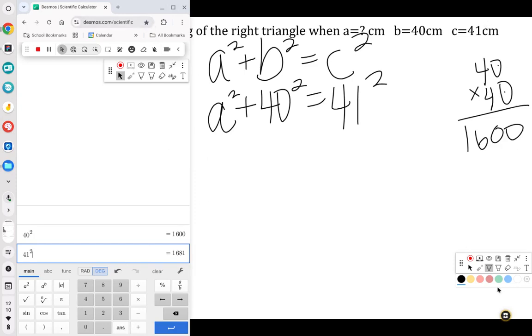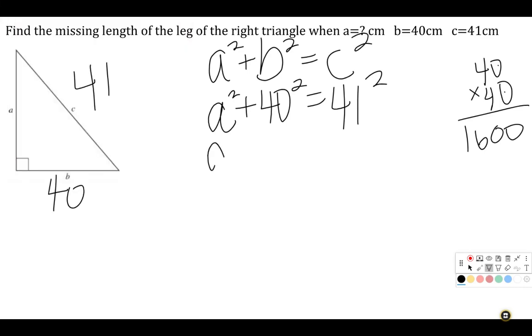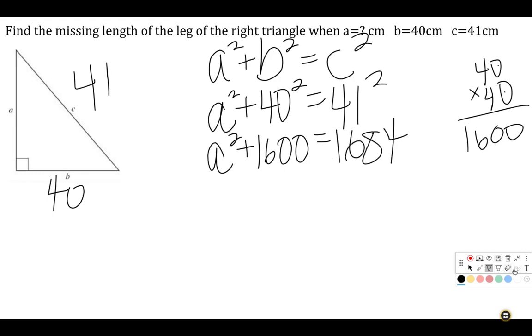So now what we're going to do is plug in those numbers. We're rewriting 40 squared as 1600. We're rewriting 41 squared as 16, was it 84?